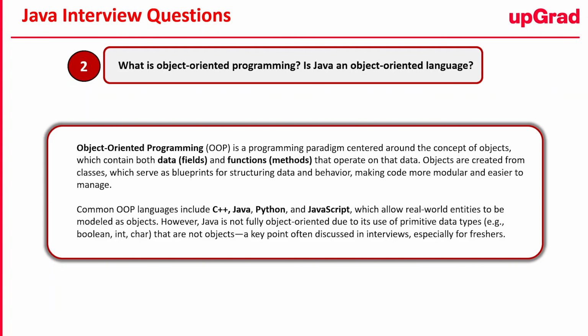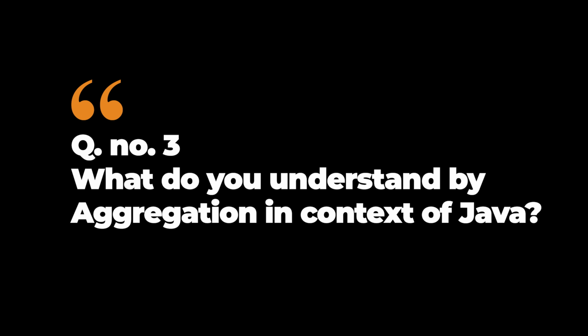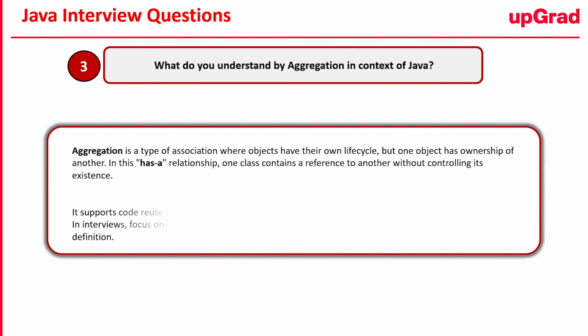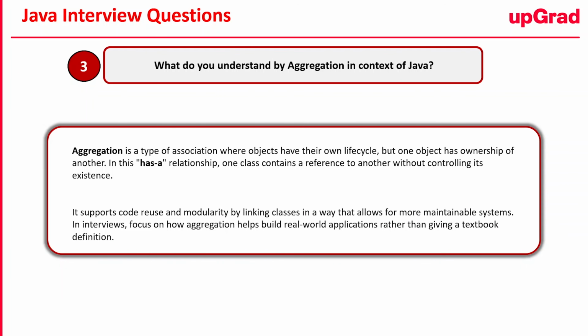Alright, so now let's move on to the third question, which is, what do you understand by aggregation in context of Java? When you're asked to explain aggregation in an interview, you can describe it as a form of association where each object has its own life cycle, but there is an ownership relationship. The child object cannot belong to any other parent object. Aggregation helps in reusing code by creating a relationship between two classes, often described as a has-a or a whole-part relationship. One class contains a reference to another and it's said to have ownership of the class.